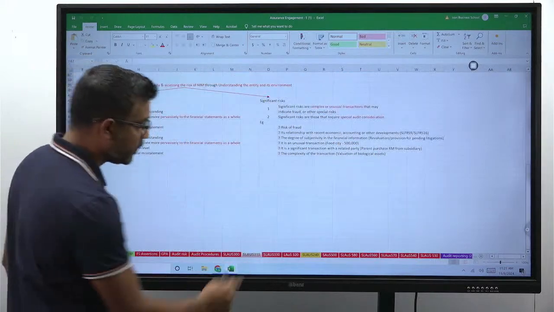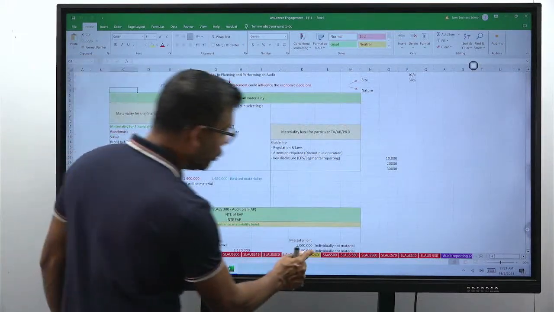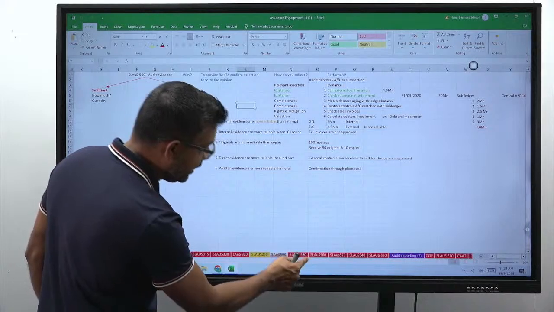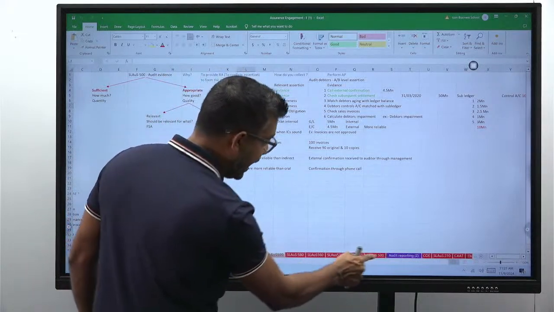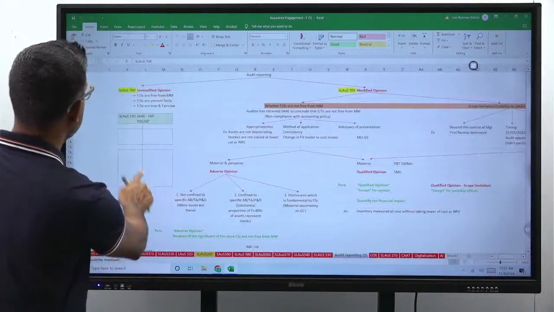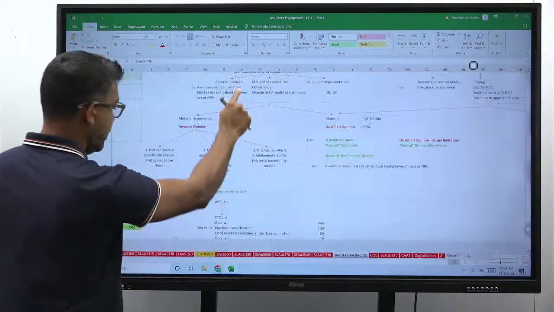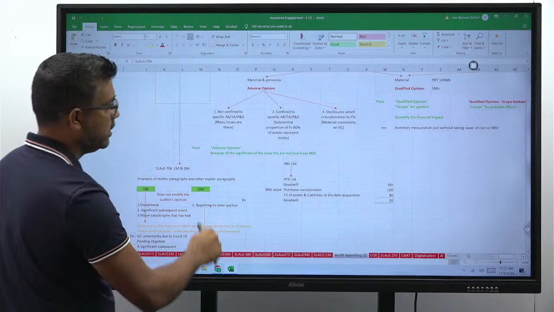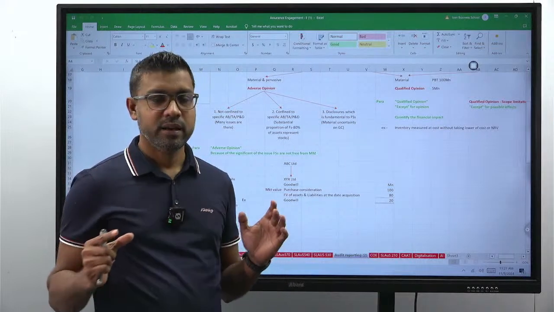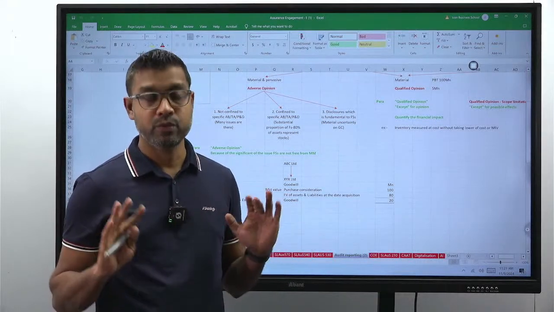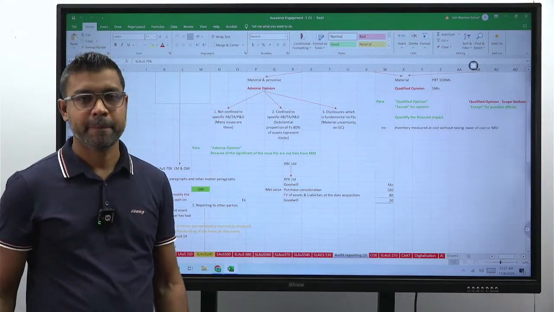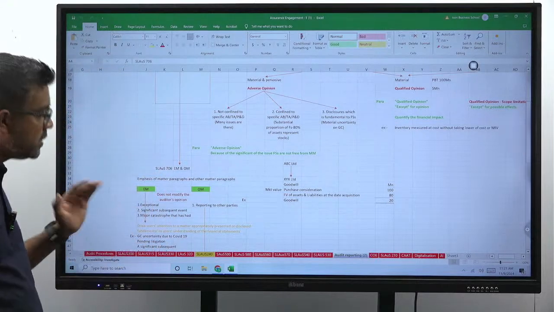SLAuS 315, 330, 320, 240. These are the audit evidence related standards. And 580, 560, 570, 540, 530, and the audit reporting related standards. All audit reporting related standards I have summarized here. You can see SLAuS 700, 705, and 706. Likewise, all auditing standards you can see in a conceptual visualization. It can be a table, it can be a diagram, it can be some sort of visualization. That's the beauty of this Excel.